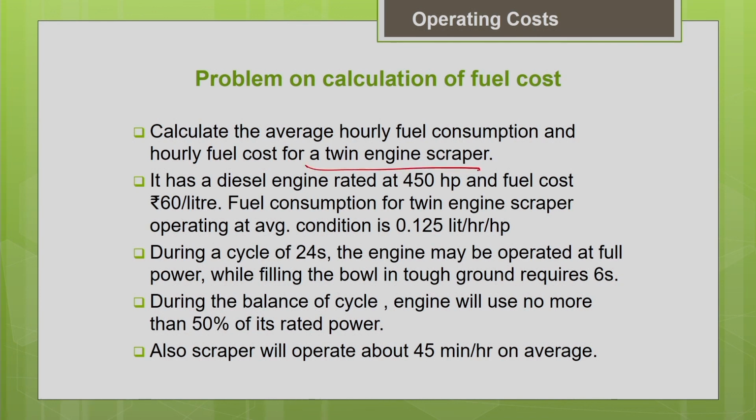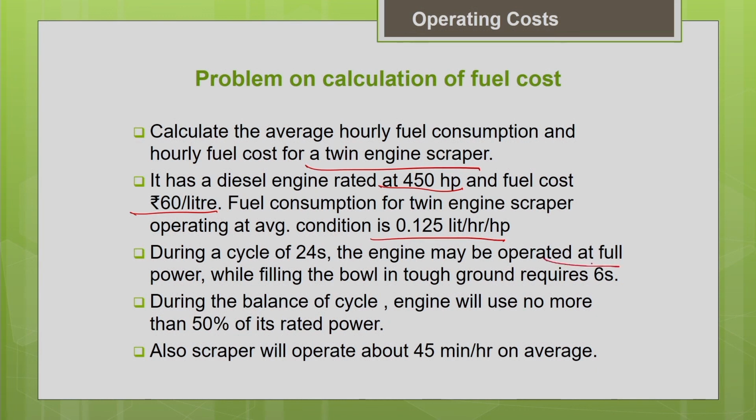It has a diesel engine rated at 450 horsepower, and the fuel cost in the place is given as rupees 60 per litre. The fuel consumption for the twin engine scraper operating at average condition is 0.125 litres per horsepower per hour. The fuel consumption factor is given for this particular machine for the average working condition, so you can directly use it because it is given in the question. Otherwise you have to look for the equipment handbook.